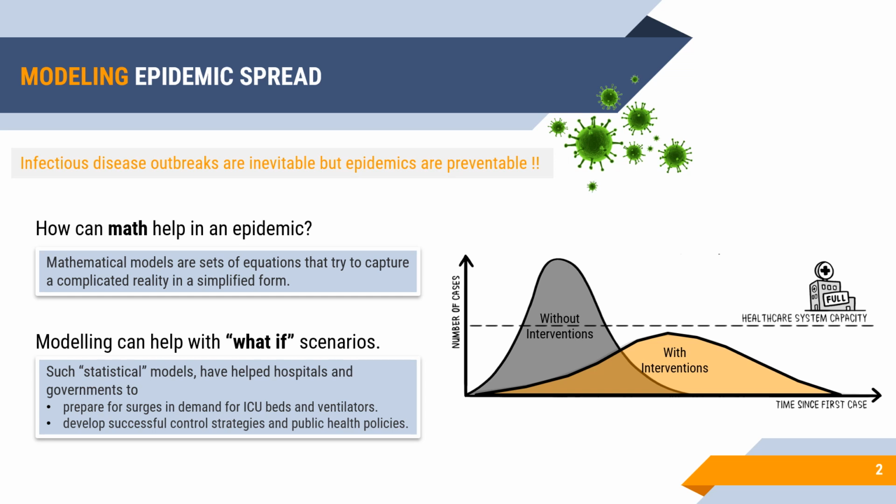For example, they can help us prepare for things like surges in demands of ICU beds and ventilators, or particularly help in exploring what might happen under various policy scenarios. So basically, these models proved valuable not by showing us what is going to happen, but what might happen.